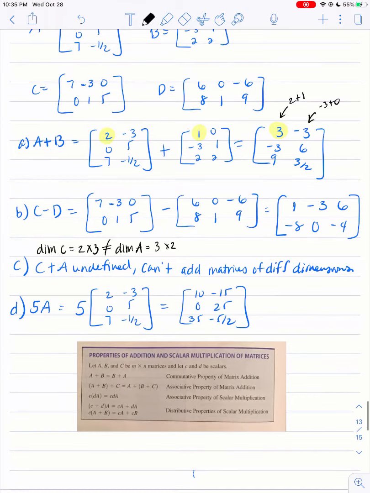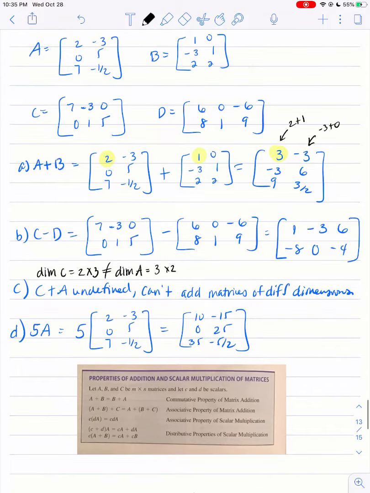All right, now I have 5A. 5 is a scalar, so I'm going to multiply each entry in A by 5. So 5 times 2 is 10, 5 times negative 3 is negative 15, 5 times 0 is 0, 5 times 5 is 25, 5 times 7 is 35, and 5 times negative 1 half is negative 5 halves.